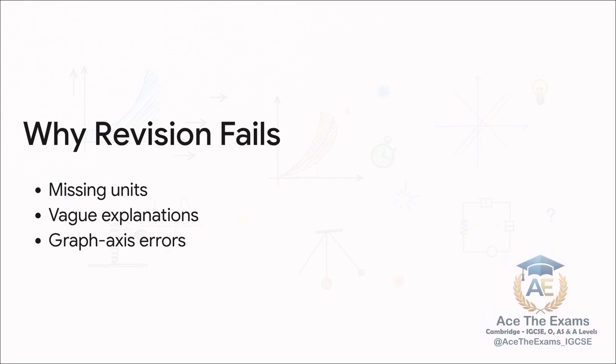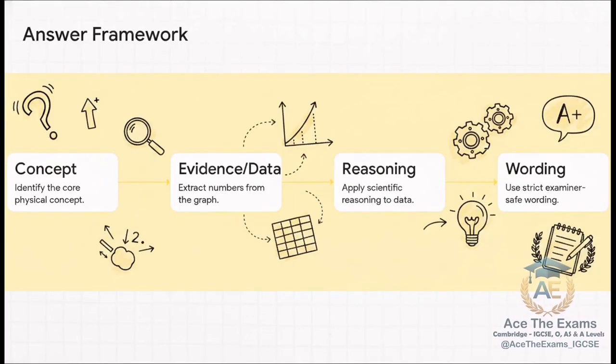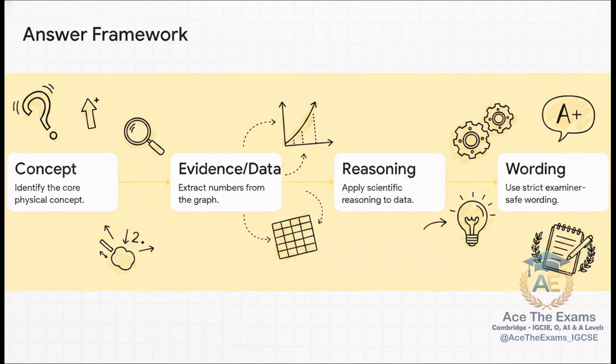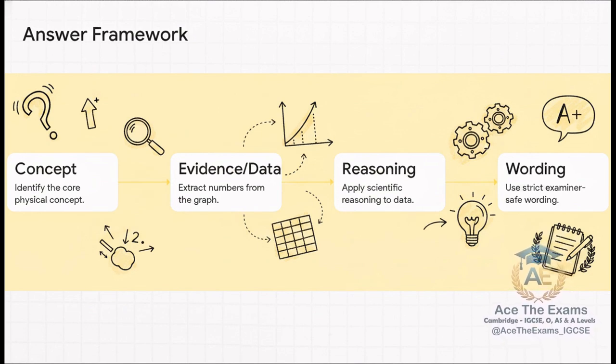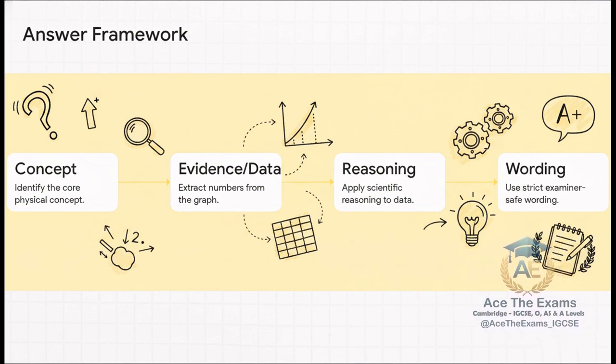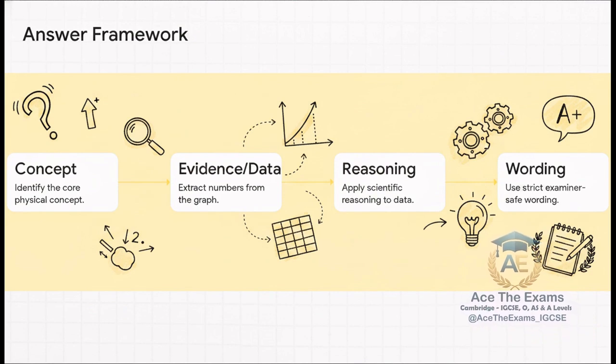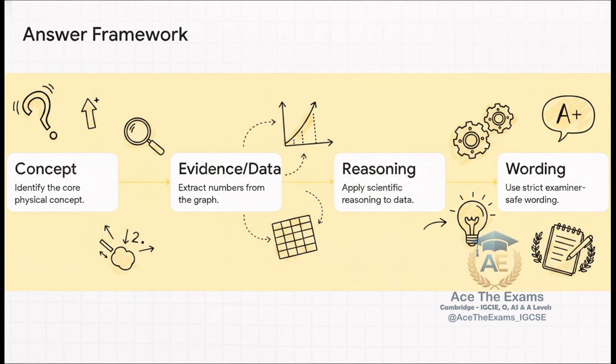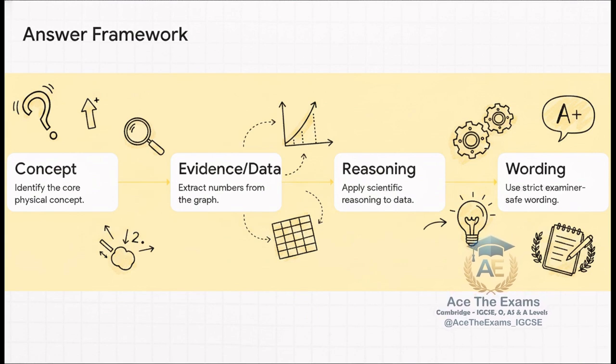We have to completely shift your mindset. Here's the game plan to fix those mistakes: the mark scheme framework. To stop thinking like a stressed student and start thinking like a Cambridge examiner, you need to follow these 4 steps every single time you look at a data question. Step 1, identify the core concept. Are we dealing with acceleration or terminal velocity?